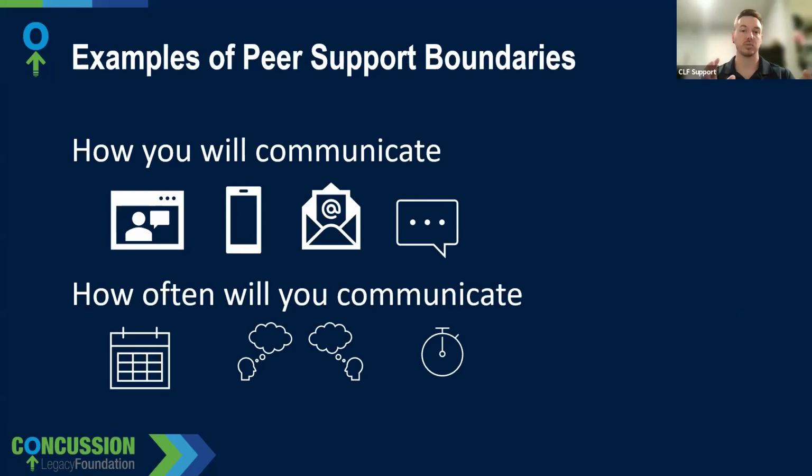So a couple of examples of peer support boundaries is how you'll communicate with your partner. Decide on using Zoom, phone or text, email, or another communication tool. Next, decide how often you'll communicate. Do you want to stick with the PSV communication guideline schedule or meet more often? Are random messages okay? Do you prefer to contact them or they contact you? How long will your scheduled connection be for? 30 minutes, 45 minutes, an hour? These are all good examples of how often or how to communicate.